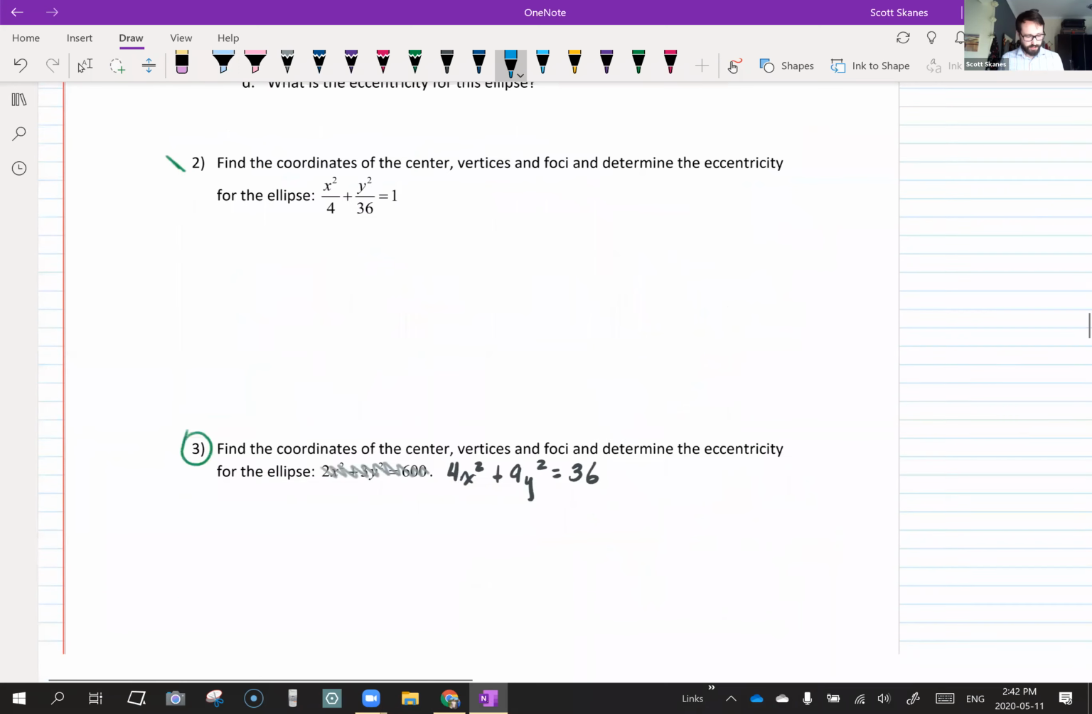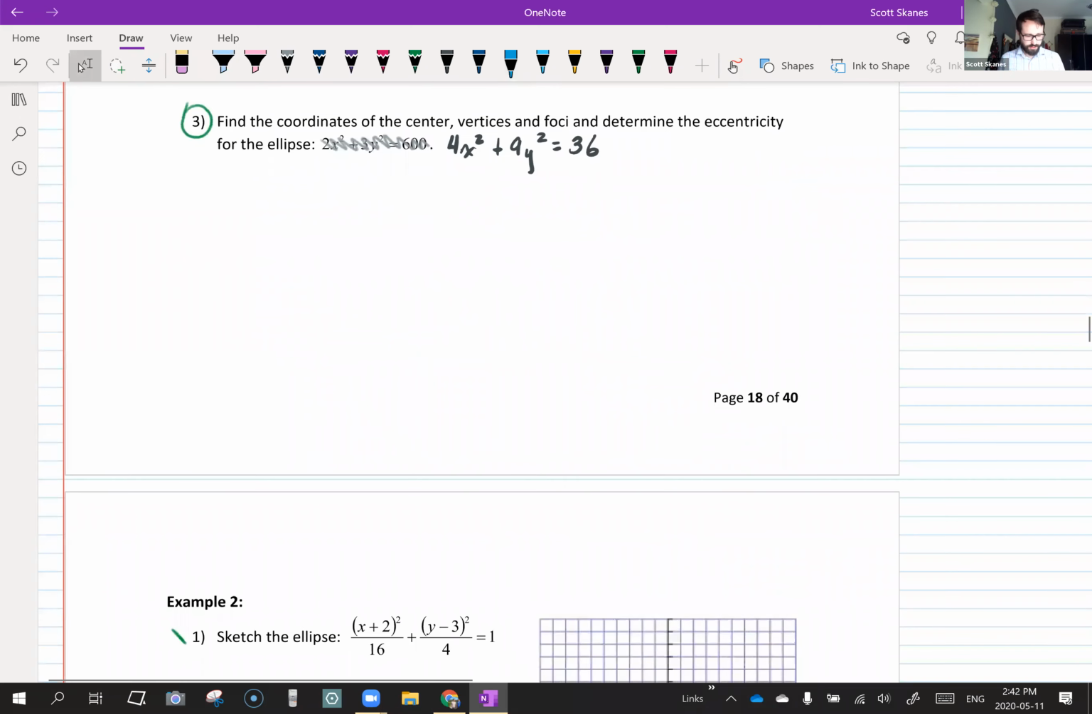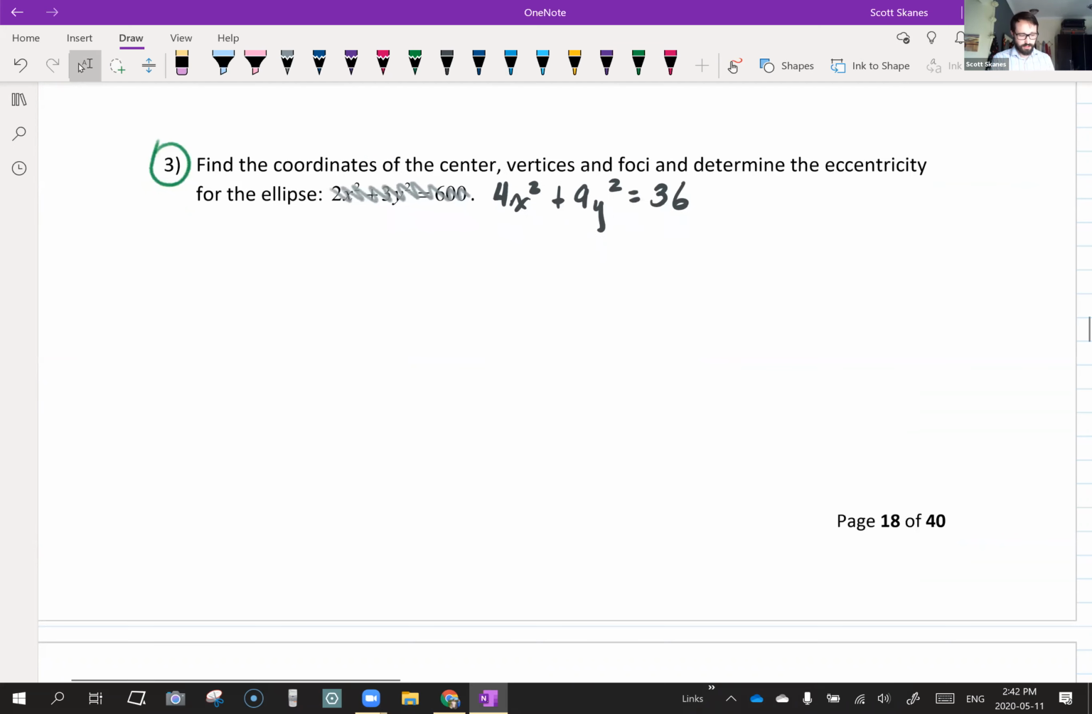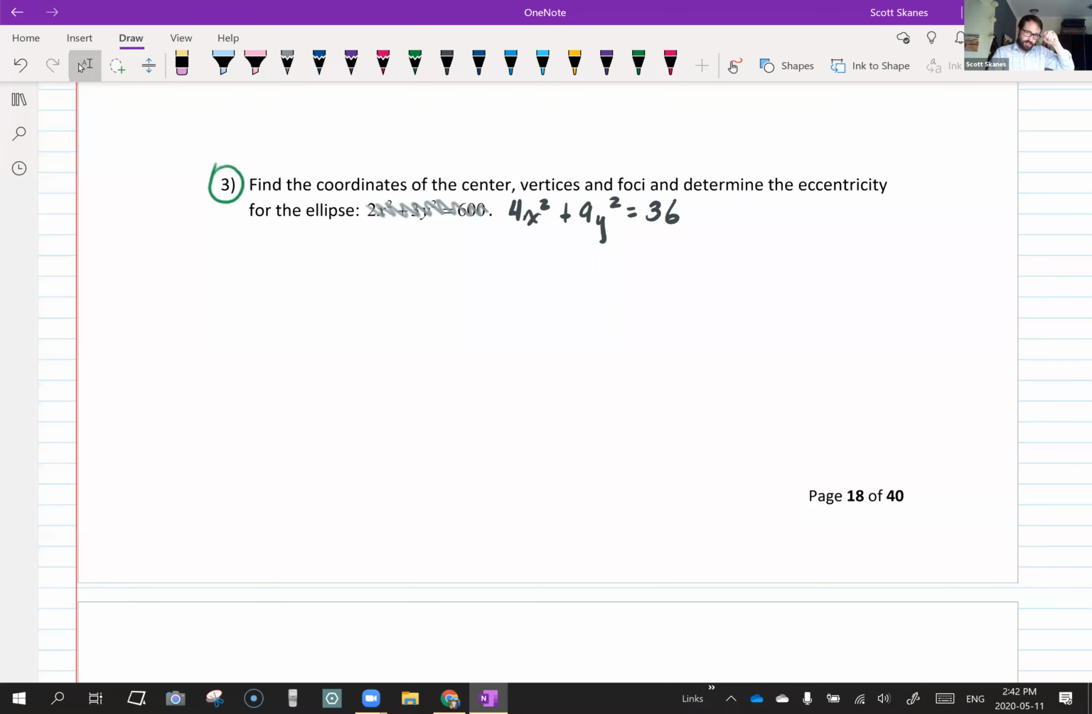Example 1 and 2 were already done. Example 3 was also done. Well, actually, example 3 was not done, and I've changed it so that it's a little more interesting, with nicer numbers and a better example. So let's start from there. Scratch out what the book has and put in the new equation. That's the first thing I ask of you, okay?